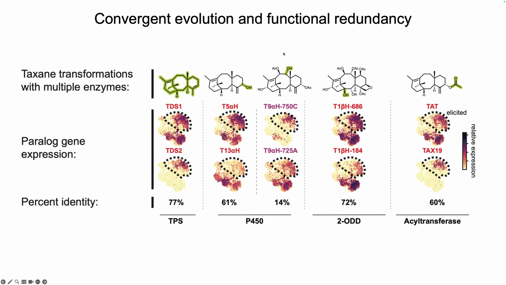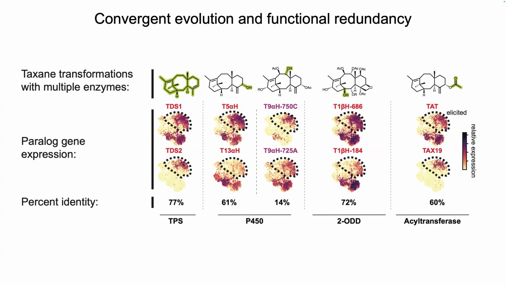For the set that installs this 9-alpha hydroxylation, we found 2 different P450s capable of doing this with only about 20% identity, very strongly suggesting that this is a case of convergent evolution. Now, these 2 genes have slightly different substrate preferences, and only one of them really worked well in our pathway. So we suspect that maybe the other is involved in synthesizing one of those other taxane molecules instead of Taxol.